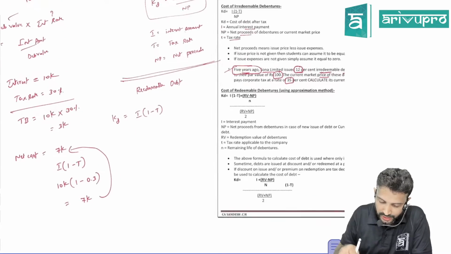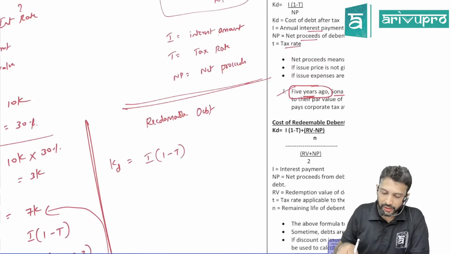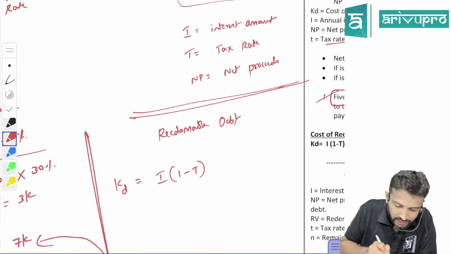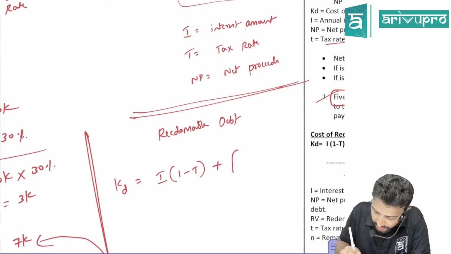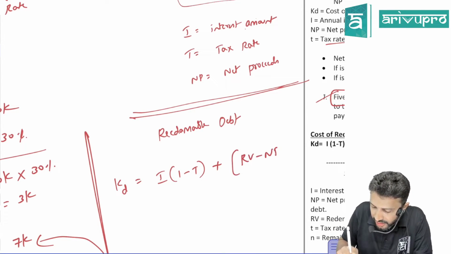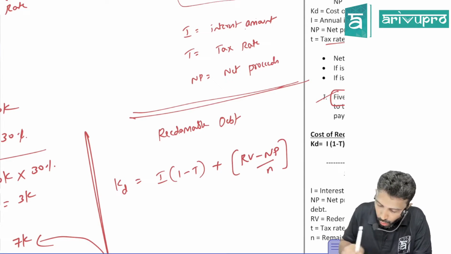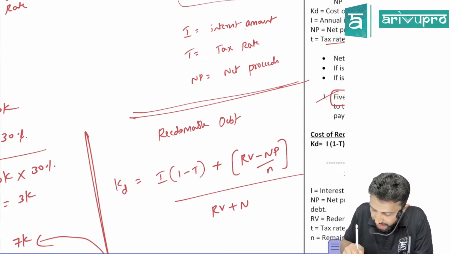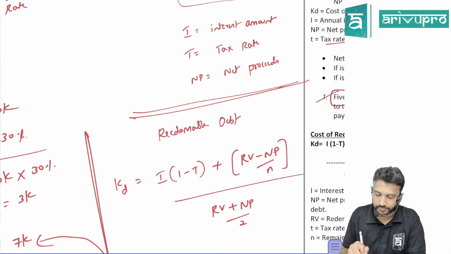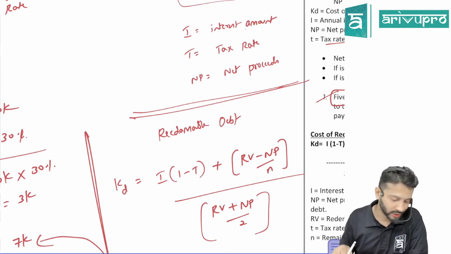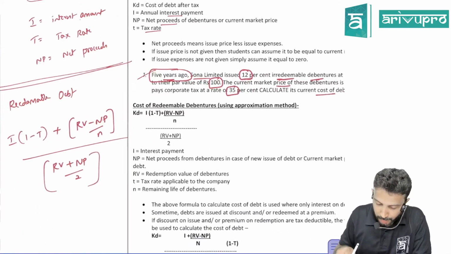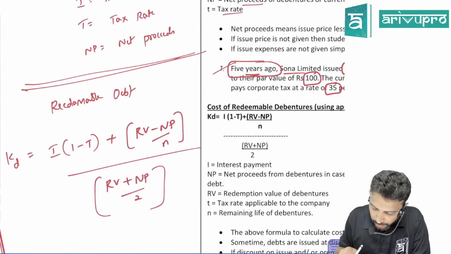Next is with respect to the redeemable. For redeemable debentures, the formula is interest into (1 minus tax rate) plus (RV minus NP) divided by N, whole thing divided by (RV plus NP) divided by 2. You have to remember this formula. Nobody will give you this. So this is the formula given over here. I've written it once again for your reference.